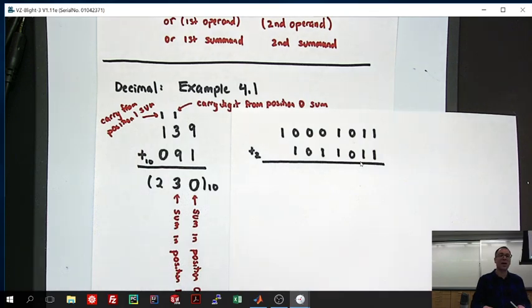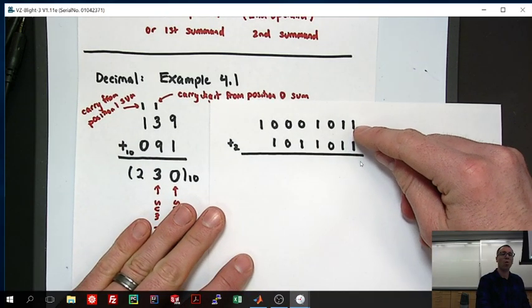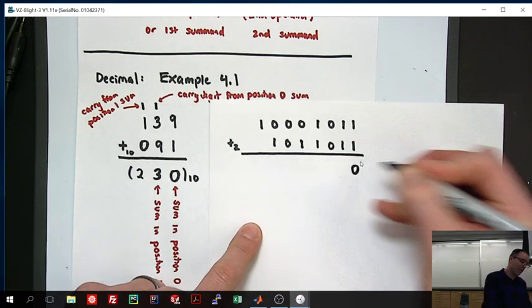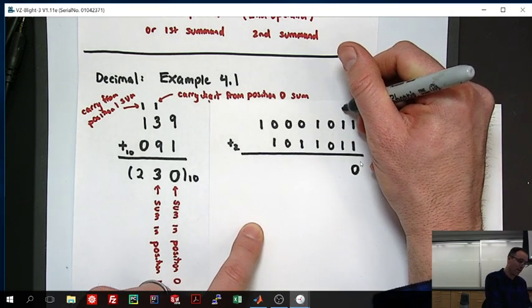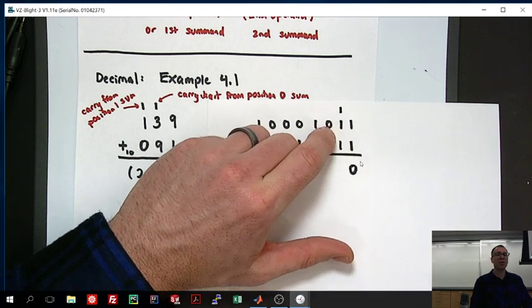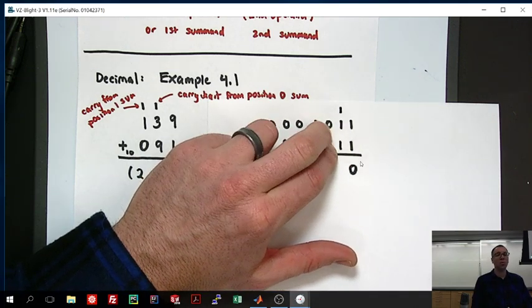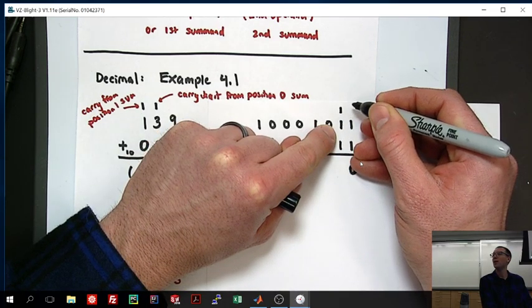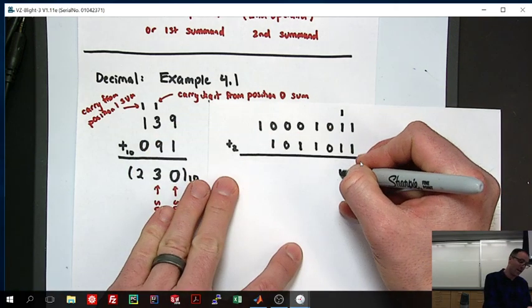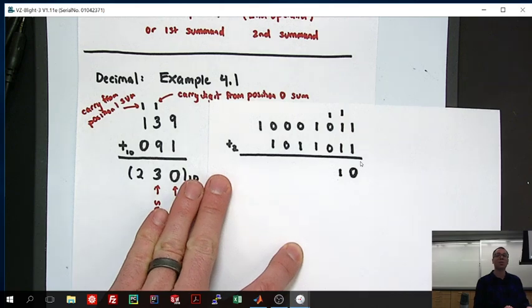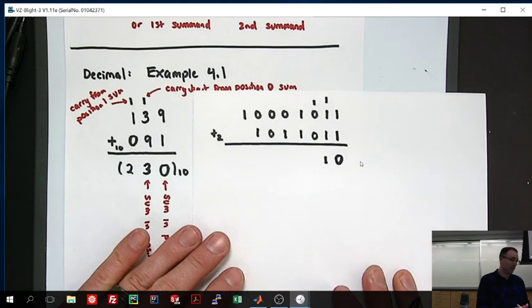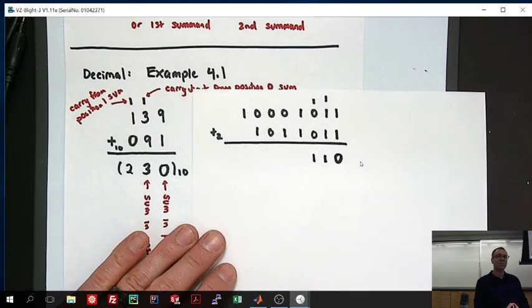Okay. Let's go ahead and start adding. 1 plus 1, the sum is a 0, the carry is a 1. 1 plus 1 plus 1. Well, let's see. 1 plus 1 is 10. 10 plus 1 is 11. So now I have a value of 1 in the sum and 1 in the carry. 1 plus 0 plus 0. 1, carry 0.